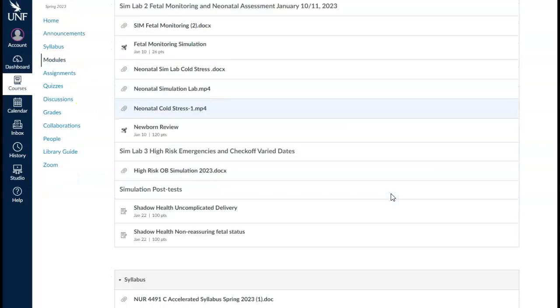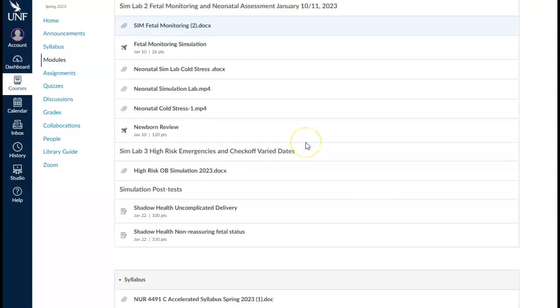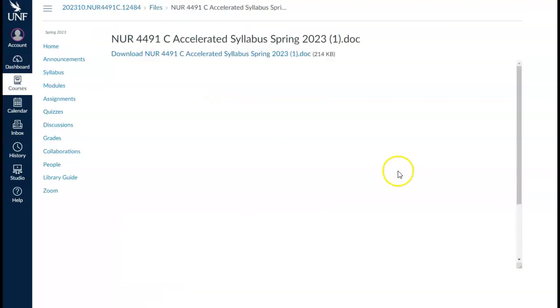Okay, guys, so I'm going to come back to the simulation lab because that's going to be on the 10th and the 11th. But what I want to go through is, let's go through the syllabus first. I kind of want to talk about the syllabus real quick.